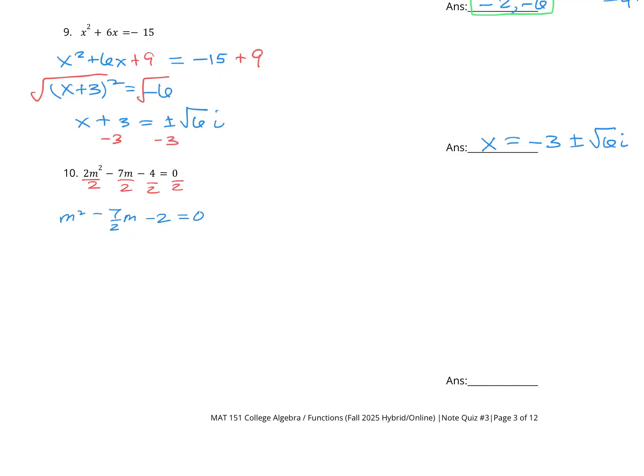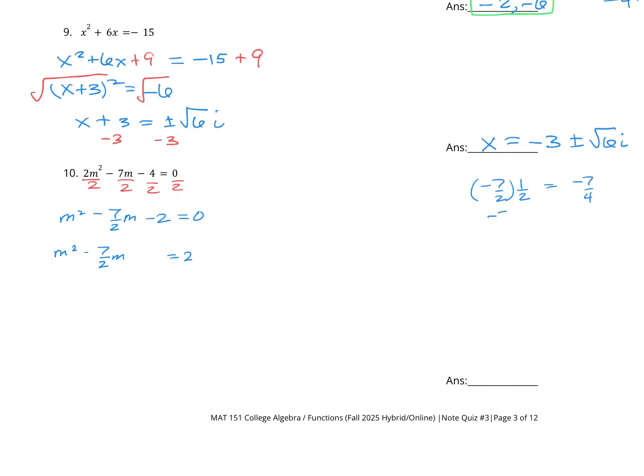Now we can move the 2 over. So we've got m squared minus 7 halves m, leave some space, equals 2. Off to the side, we're going to have to take our negative 7 halves and we're going to have to take half of it. Well, to take half of a fraction, you just multiply the fraction by a half. So that's a negative 7/4. So that's the halving part.